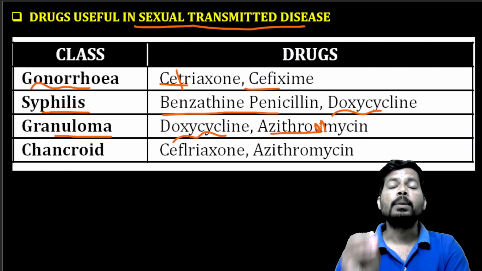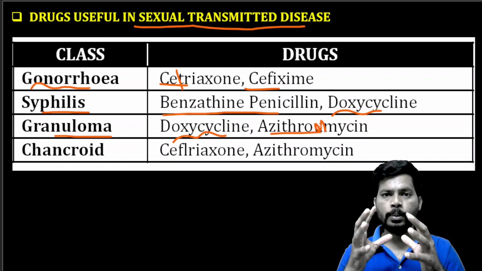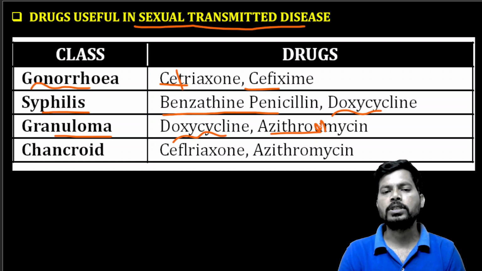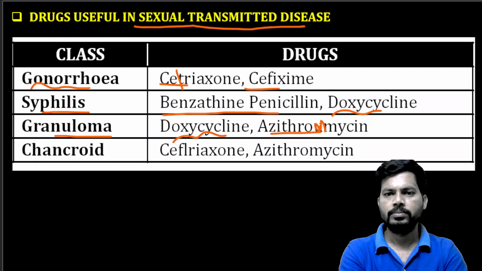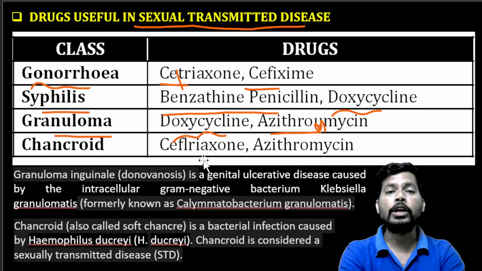Azithromycin is a macrolide compound. Macrolides inhibit protein synthesis in the bacterium by binding to the 50S ribosomal subunit. So here are the drugs for treatment of granuloma inguinale.